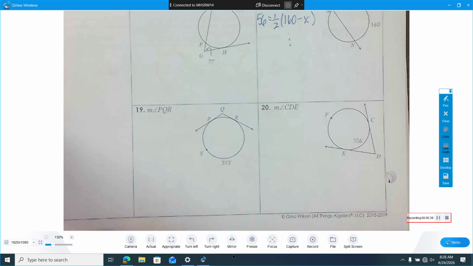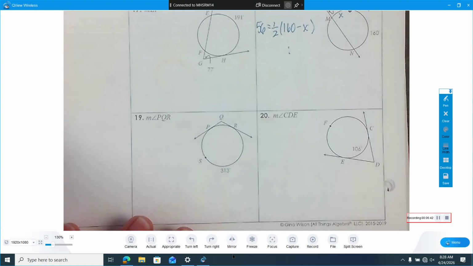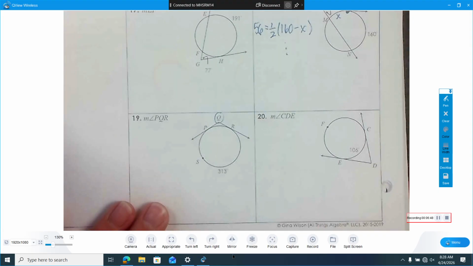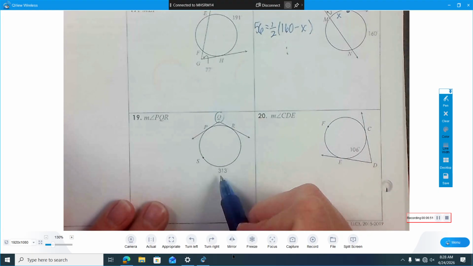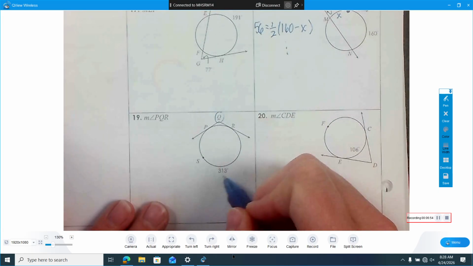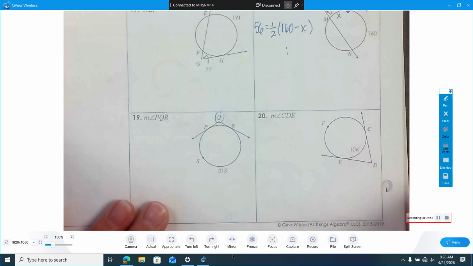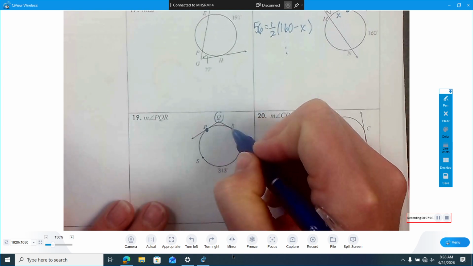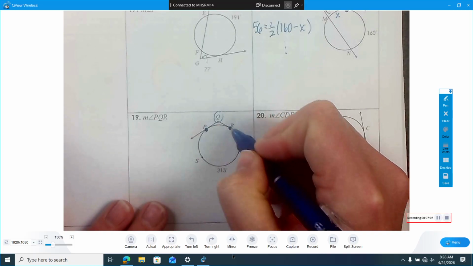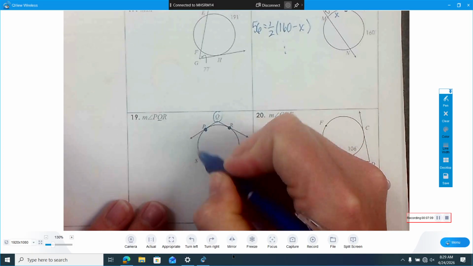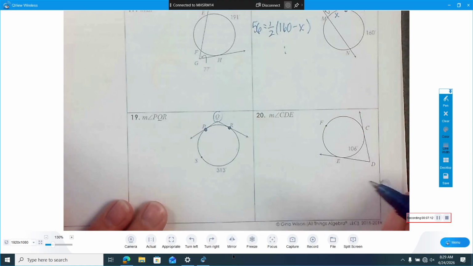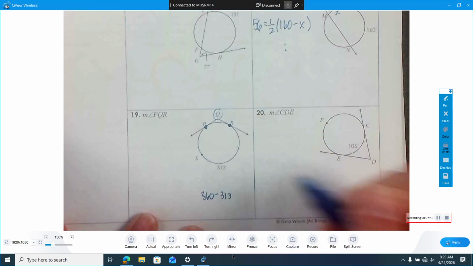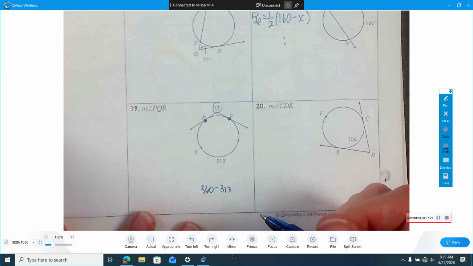And then 19 is interesting. Let's do 19 and we'll call it good. So on 19, we want to find the measure of angle PQR, so we want to know the angle right here, angle Q. And all I know is 313 degrees. Where does 313 go? It's going all the way until it hits its tangent points here. So 313 is this whole major arc right here. So how do we get this little guy down here? Good. 360 minus 313.